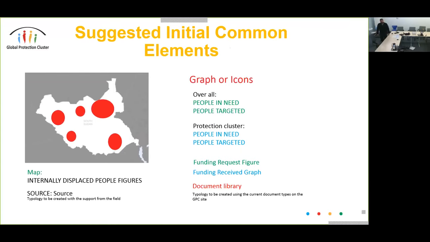It's really this. So a lot of us do have the internally displaced people figures. It could be an estimation, it could be DTM, it could be IMWG, OCHA, government. We will work with whatever figures you think are official in your countries. The sources, again, we'll talk about them. And the rest, I think we all have it. At least we have the funding request figure. I know sometimes we struggle with the funding received, but if it can be updated quarterly, that would be really good to start with. And that's it. That's really my presentation.